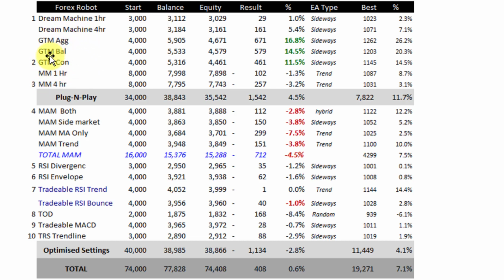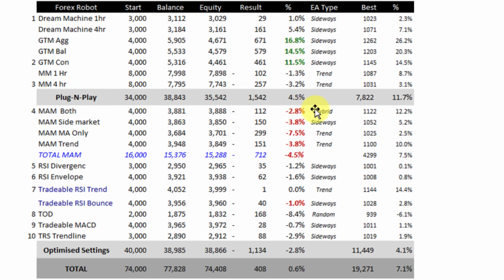The first batch of EAs that you see here, the Dream Machine, the Grid Trend Multiplier, and the Make Money EA, are plug and play EAs. And in fact, the plug and play EAs are generating a 4.5% return at this stage. That's trading all the possible plug and play settings that an owner of those 3 EAs can trade, which means there are 34 alternatives.